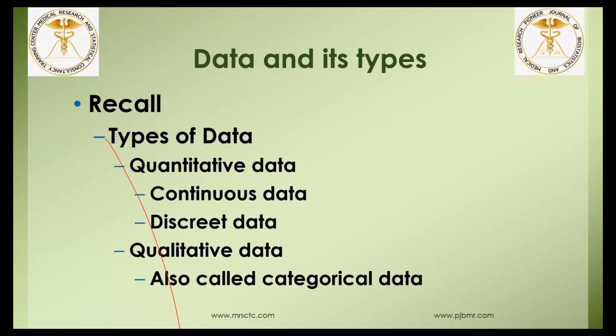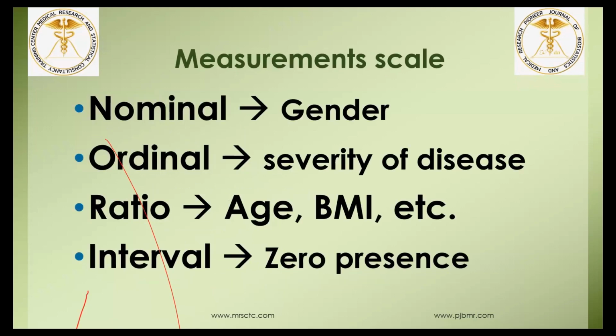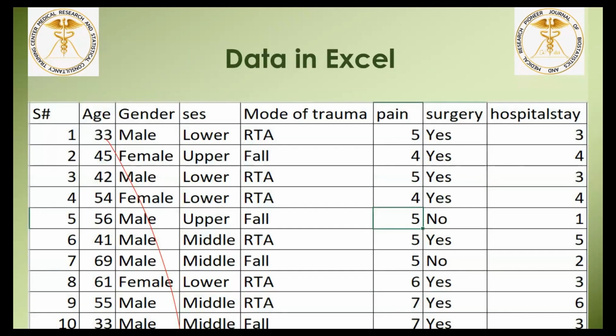First of all, let's recall the types of data. There are two types of data, quantitative and qualitative. In quantitative data, data is continuous and discrete, and qualitative data is also called categorical data. Then we have already gone through the measurement scales. These are nominal, like gender, ordinal, like severity of disease, ratio, like age, BMI, etc., and interval, where 0 comes as presence. So here is a screenshot of the data that you enter in Excel.